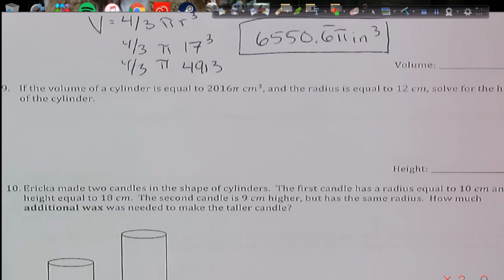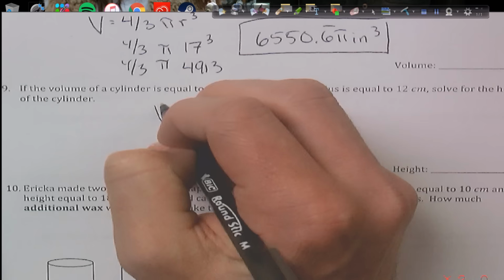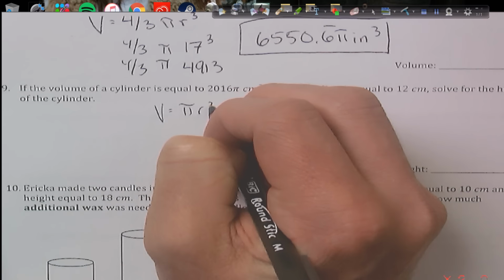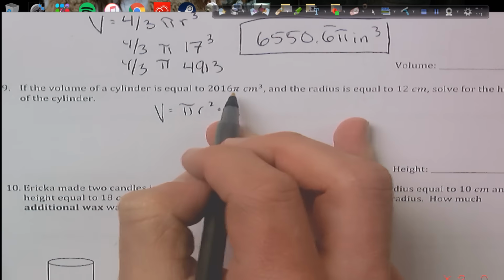Alright, the volume of a cylinder is equal to 2,016 cubic centimeters, and the radius is equal to 12. Solve for the height. So what we got to do is we got to use our formula, pi r squared times height. It tells me my volume.